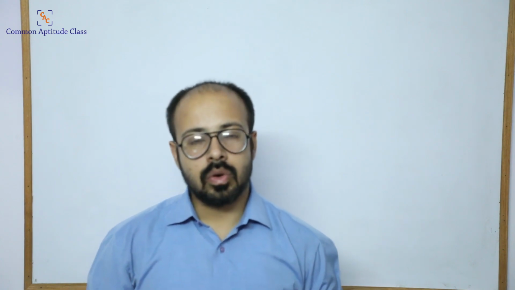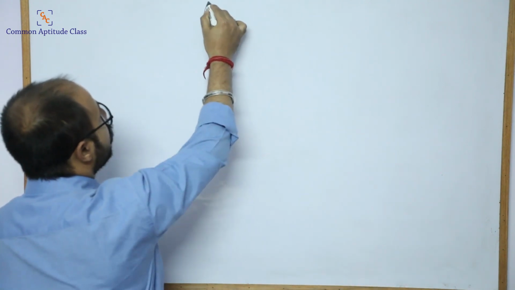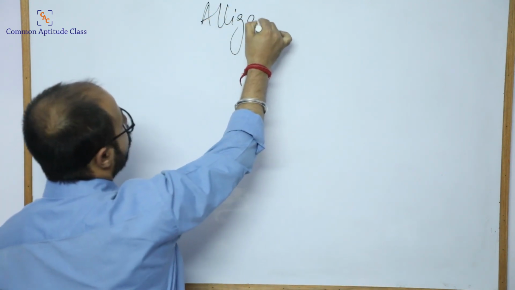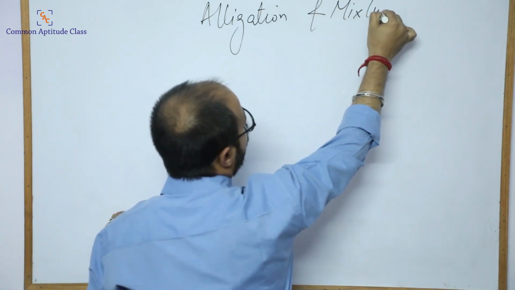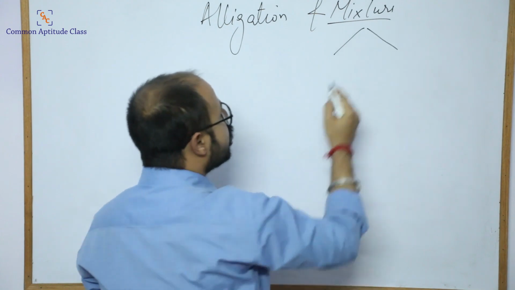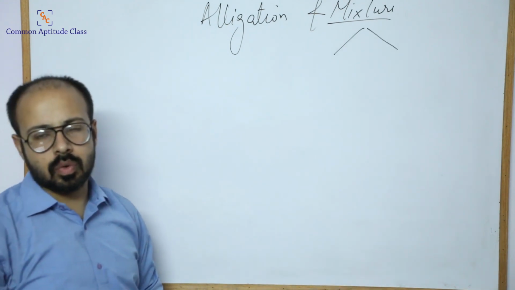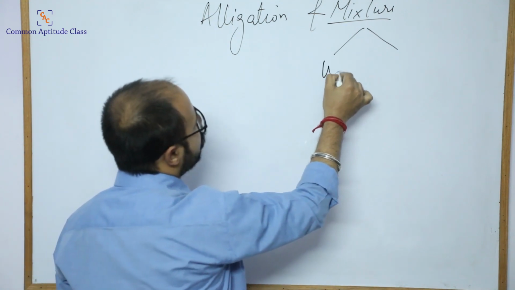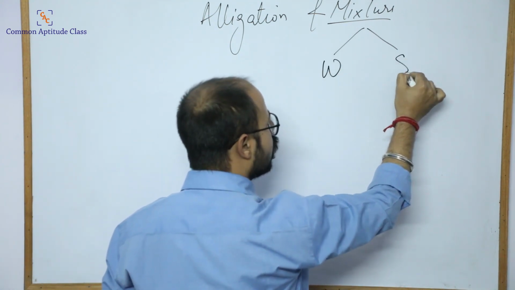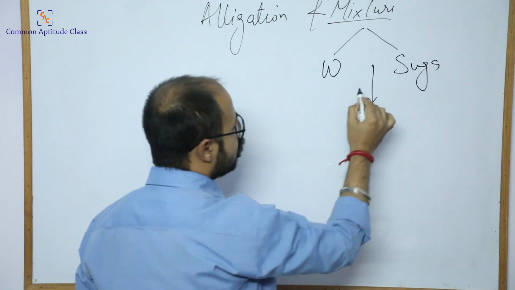Hello students. Today's topic is alligation and mixture. What do you mean by mixture? Mixture is mixing of two or three quantities to form something. For a simple example, if water is mixed with sugar, this is a solution.